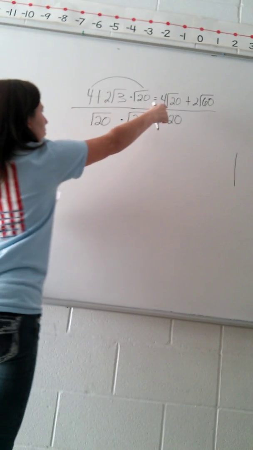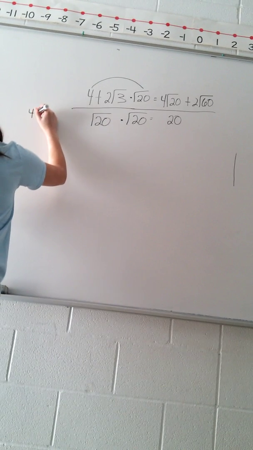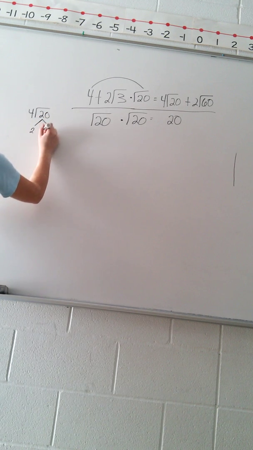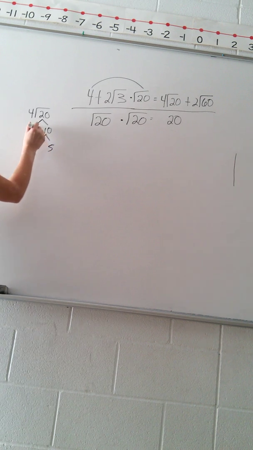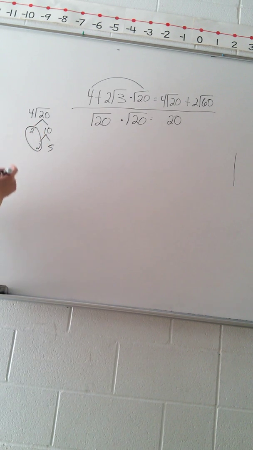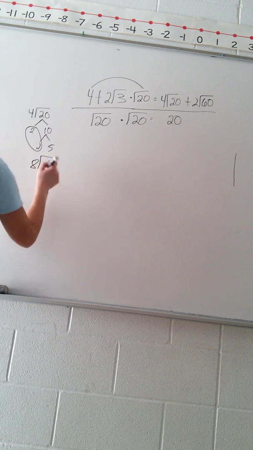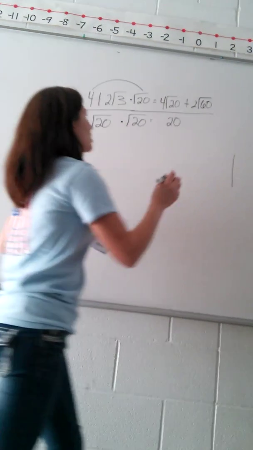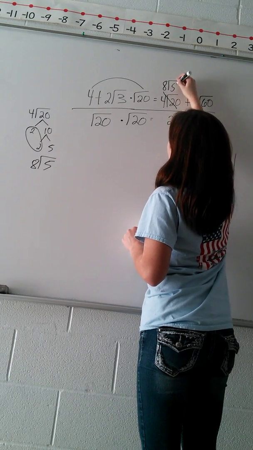Now the numbers inside the radicals can be broken down. So you have 4 radical 20, 2 and 10, 2 and 5. You now have one pair of 2's, so you multiply the outside number by the 2, and you get 8 radical 5, because you put the leftover number inside the radical. So now instead of 4 radical 20, we have 8 radical 5.